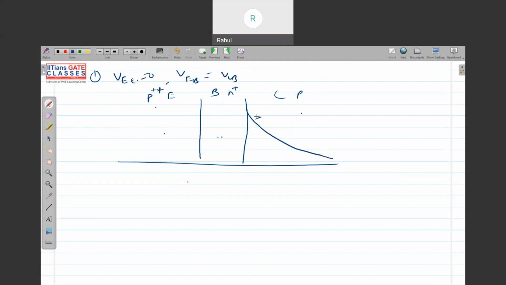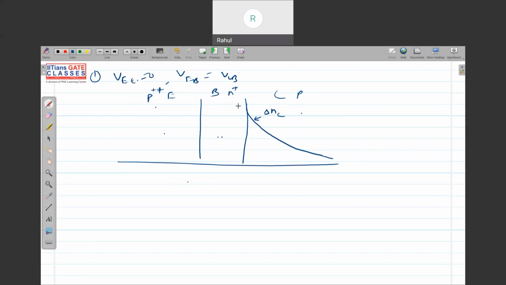So this is del NC, the excess electron concentration in the collector region, which has been injected from base to collector. And now I want to draw the profile in the base region.